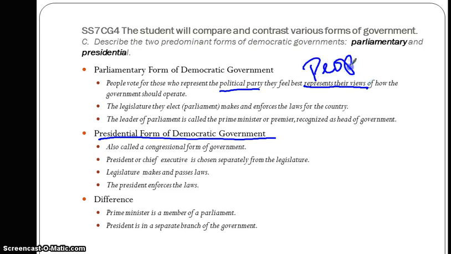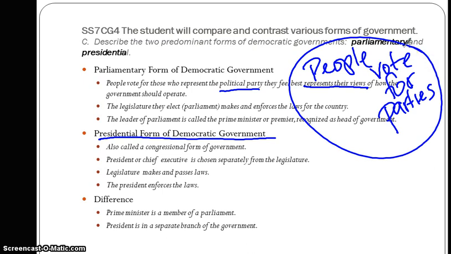People vote for parties. They don't vote for the individual person. They vote for the party. And it is that party that is supposed to represent their view of how the government should operate. Okay? One more time. In a parliamentary form of democratic government, people vote for the party that they think best represents their view. They do not vote for the individual. They vote for the party. Okay? Make sure that you know that. I'm going to put a star here because you have to know that.